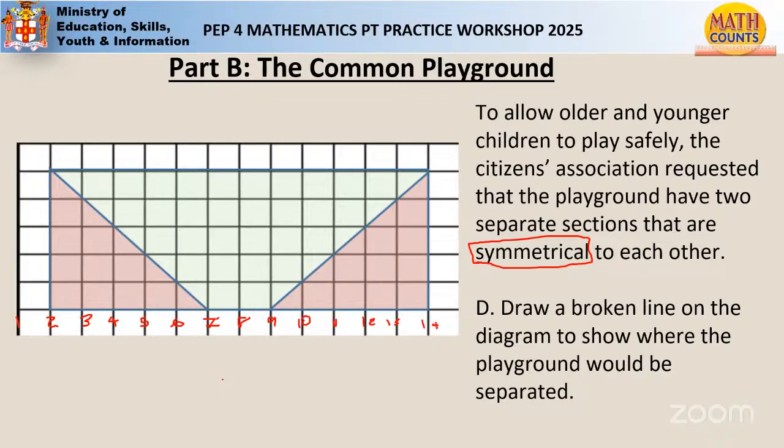You say vertical. Which one of these vertical lines would I draw my broken line to show that it is symmetrical? At number 8. No, you sure? Yes, miss. So question now: why couldn't I cut it horizontally? Why couldn't I do it like this? Miss, both sides won't look the same.